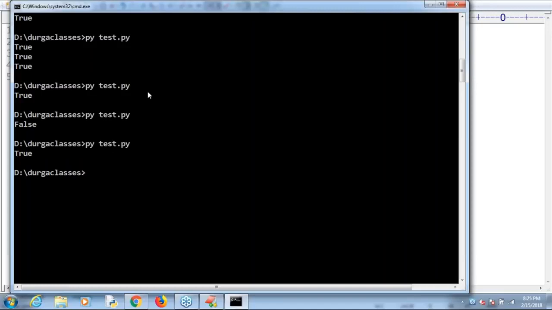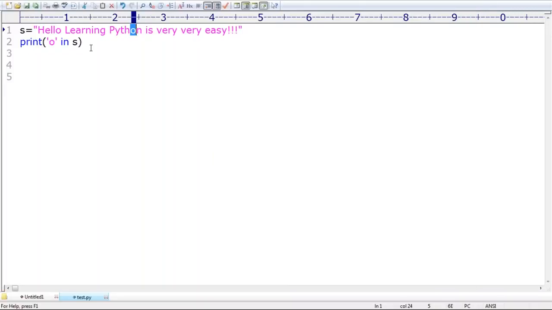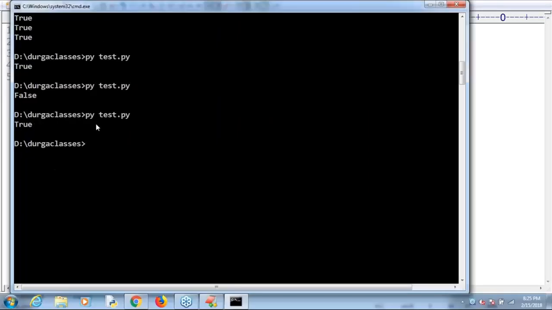Okay, so that's all. Happily you can use a single character, because in Python, single character or multiple characters, no difference at all. Either a single character or multiple characters, both are treated as the string type only. Remember that. That's all.